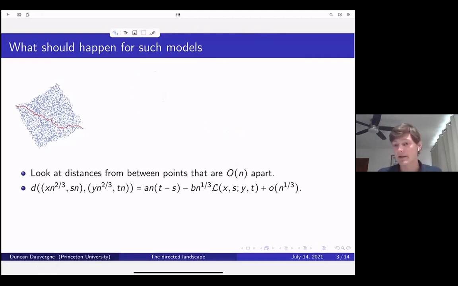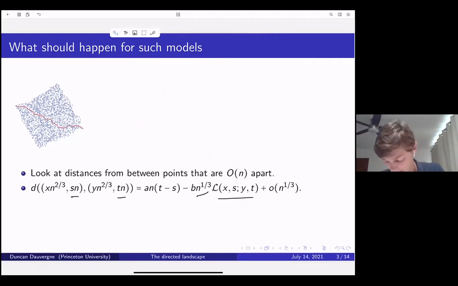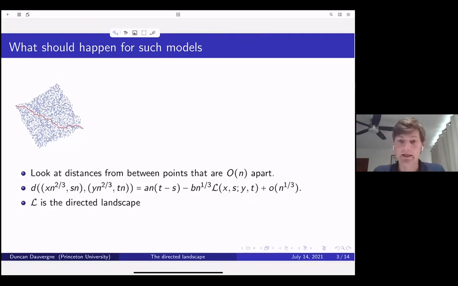Heuristically, you expect something like this. My second coordinate represents the main direction, which is of order n, so that's a time-like coordinate. I'm going to use the coordinates s and t for that, and then we have a space-like direction on the order n to the 2/3 scale. What you expect to see is a mean term and a fluctuation term, which is a random 4-parameter function L of x, s, y, t. And this L is the directed landscape.